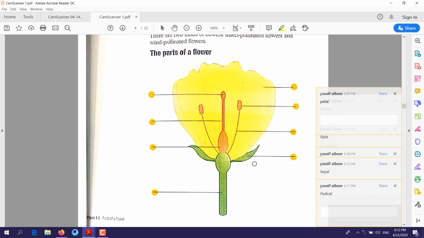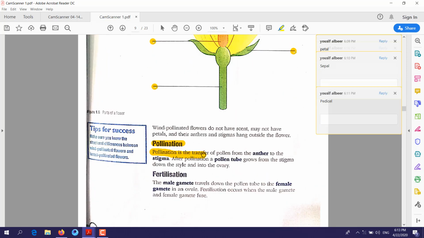If we want to explain it here, inside this anther, it contains pollen. So what will happen? Transferring of pollen from the anther to the stigma, from here to the stigma, this process we call pollination. So pollination is the transfer of pollen from anther to the stigma.